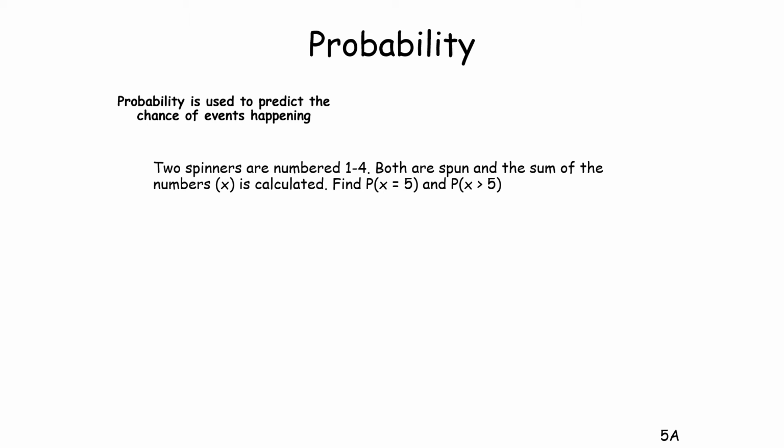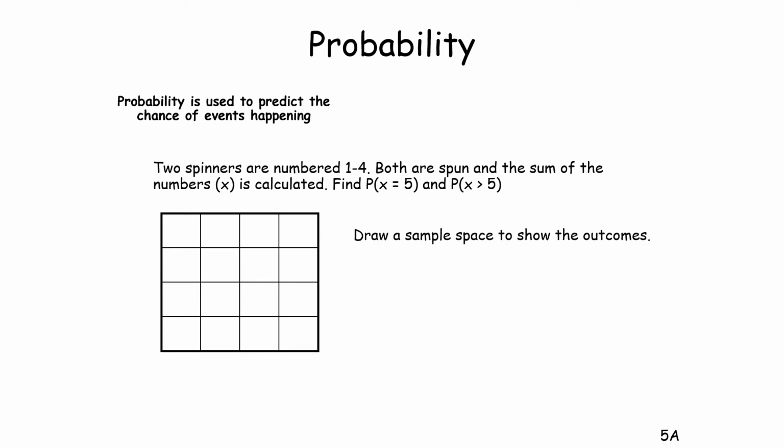Let's say we had two spinners numbered 1 to 4, both are spun and the sum of the numbers, x, is calculated. What we want to do is find the probability of x equal to 5 and the probability of x greater than 5. Remember, we're looking at two spinners here. So we could draw a sample space to show the outcomes.